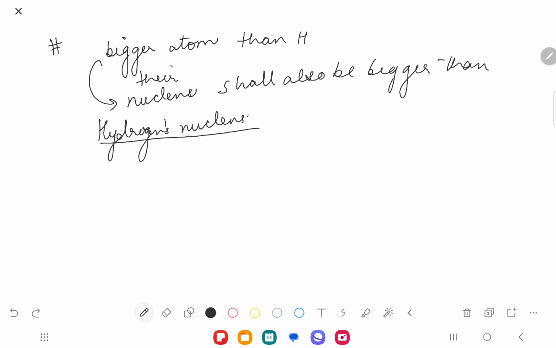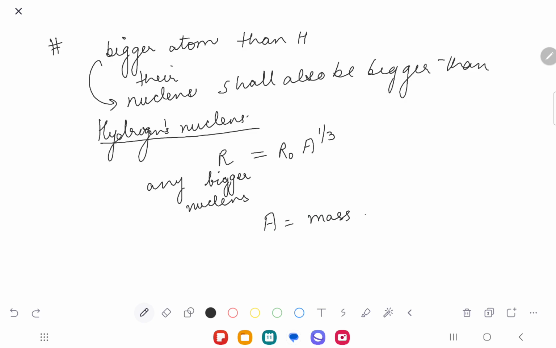And thereby the radius of that bigger nucleus: R is the radius of any bigger nucleus, and that shall be equal to R naught times A raised to the power 1/3. What is A here? A is the mass number. What is mass number? The number of protons plus neutrons, basically the number of nucleons.